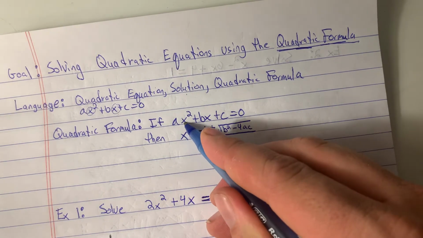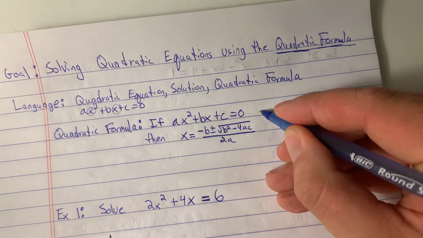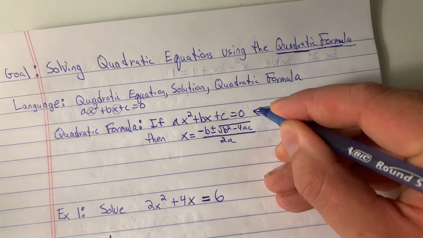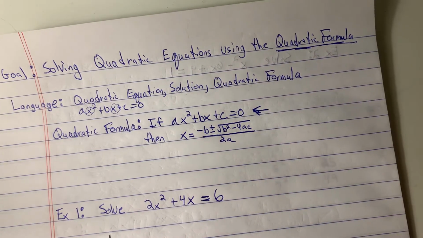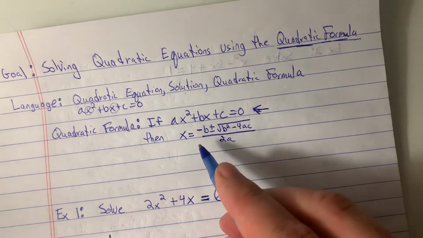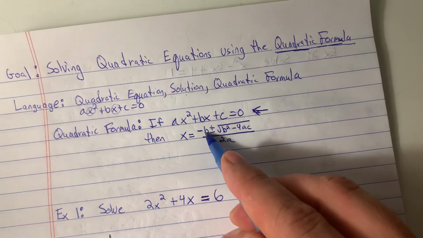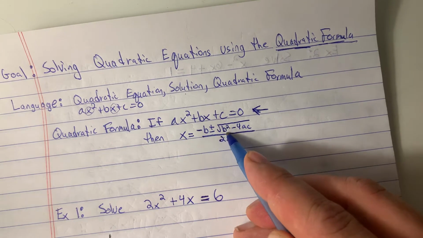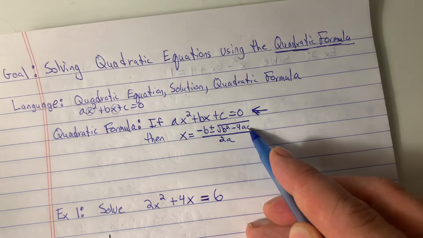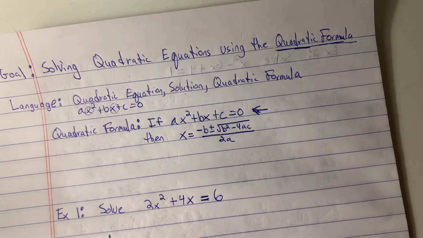So if ax squared plus bx plus c equals 0, and this is important, if it's not in this form, we need to get it into this form before we can use the quadratic formula. If we have it in this form, then the x value will equal negative b plus or minus the square root of b squared minus 4 times a times c, all divided by 2a.